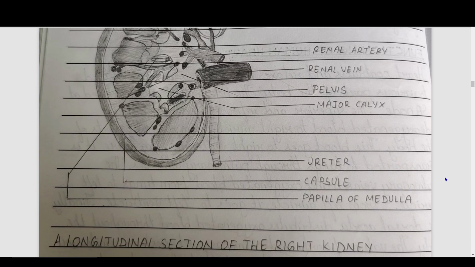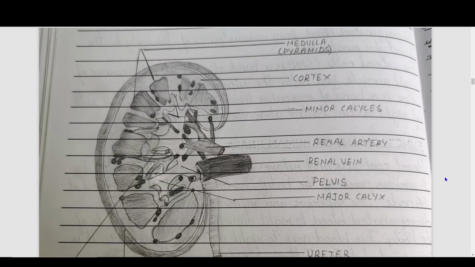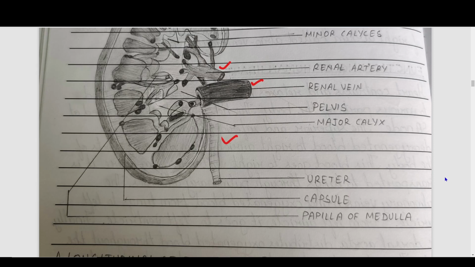This is the diagram of the longitudinal section of the right kidney. Label the parts. This is the renal cortex, then the renal medulla, then label the renal artery, the renal vein, then this is the ureter, the covering capsule, then papilla at the base.